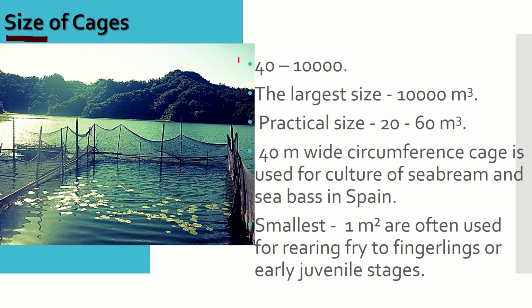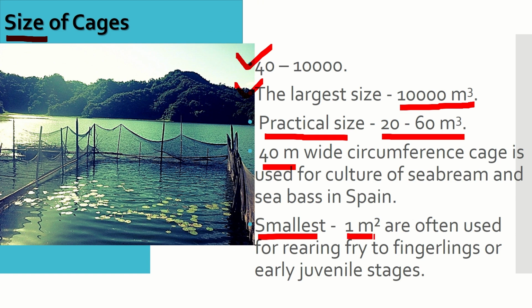The size of cages varies greatly from 40 to 10,000 meter cube. The largest size of cage is about 10,000 meter cube. But the practical size of cage adopted is usually 20 to 60 meter cube. Even a 40-meter wide circumference cage is used for culture of sea bream and sea bass in Spain. The smallest cages, measuring about 1 meter square, are often used for rearing fry and fingerlings or early juvenile stages.